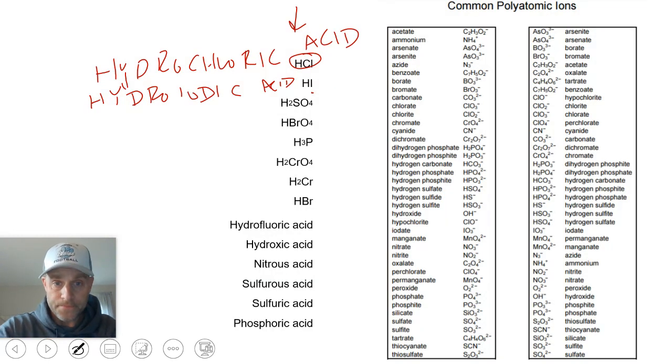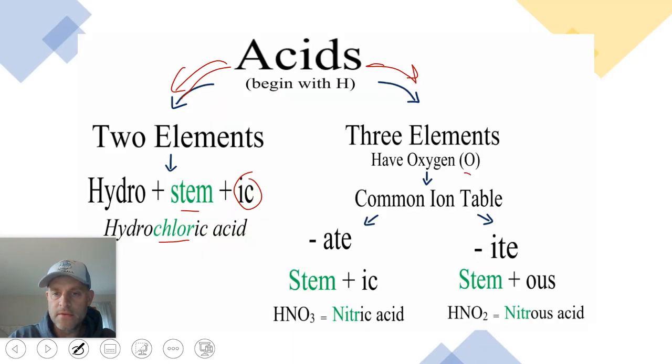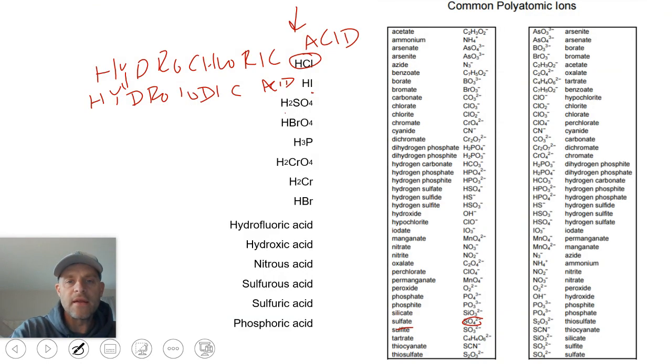So here we go. It starts with H, so we're good, but SO4. So I got to look over on the right and say, where is SO4? And I look down, I look over, okay, right here. If you look closely, I see SO4. SO4, as I followed over, is sulfate. Okay, well, sulfate, ate is going to turn to ic. My stem is sulf.